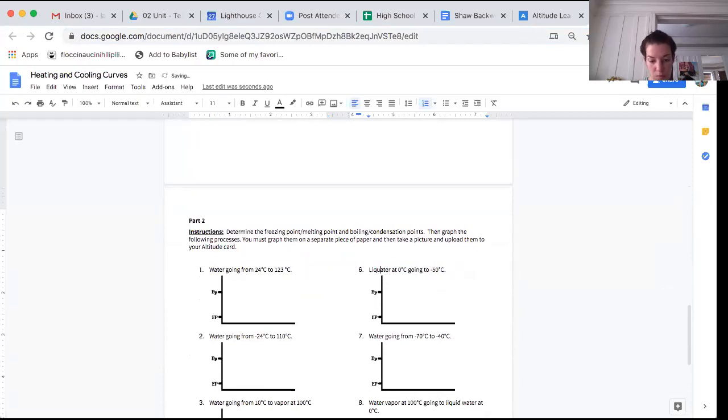Liquid water, starting at 0 and then going to negative 50. And it's going to be a cooling curve because I am decreasing temperature. All right, let me sit on my whiteboard. So this is question 6, liquid water.